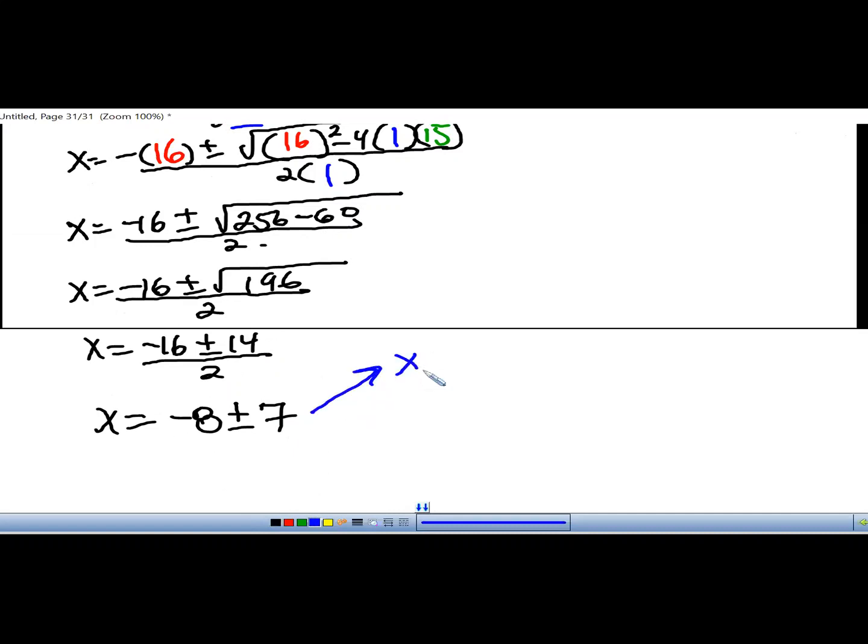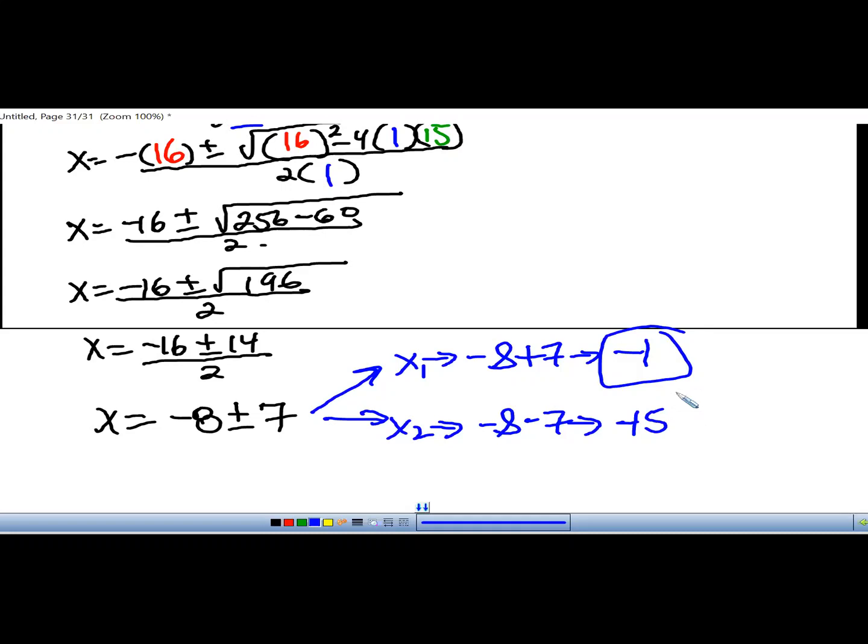Yeah, at this point we have x sub 1, which is negative 8 plus 7, which is negative 1, and x sub 2, which is negative 8 minus 7, which is negative 15. And these are my solutions. X-intercepts, zeros, roots. Woo! So what do you guys notice about this one? The hardest part, I think, is identifying A, B, and C, writing your quadratic formula, and simplifying. So I think that shouldn't be a problem, right?